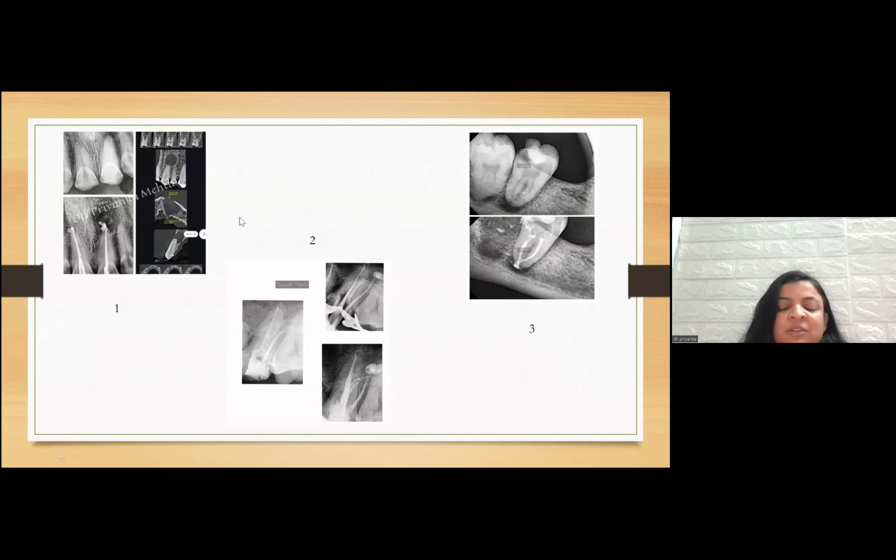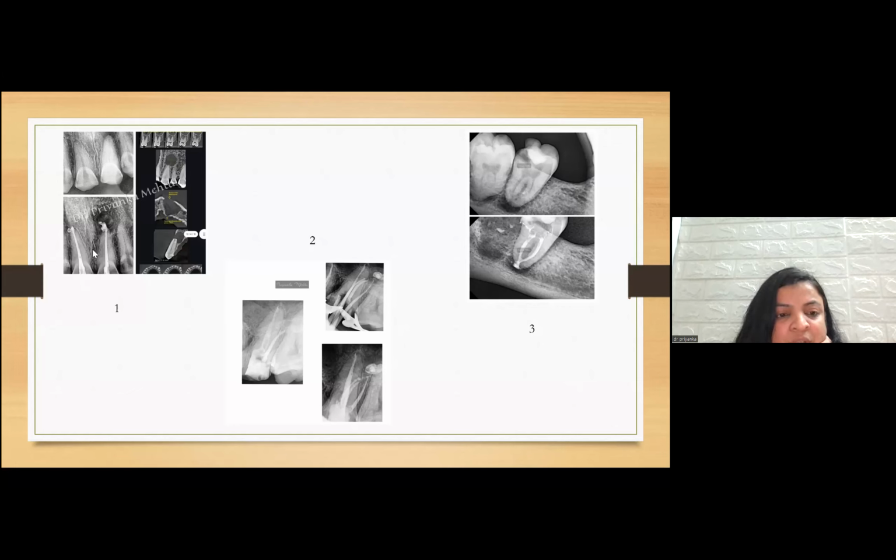So now these are a few of my cases. The first case is because of trauma. You can clearly see that there is a calcified canal over there, and a huge lesion formation. The patient came to us with a severe swelling in that region.